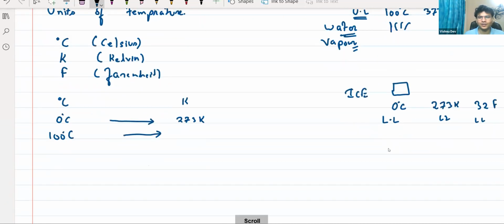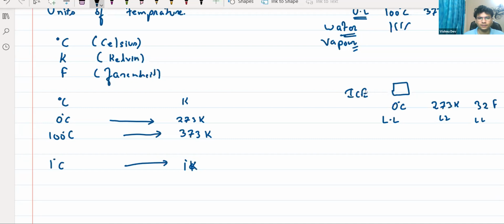It is not the unitary method, because it is fixed. Clear? Yes or no? So if you see, if there's a difference of 1 unit in degree centigrade, there's a difference of 1 unit in Kelvin. Yes or no? Agree? If there's a change of 1 degree centigrade, then there's a change of 1 in Kelvin. Agree?